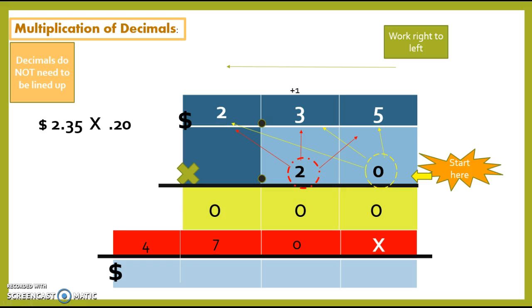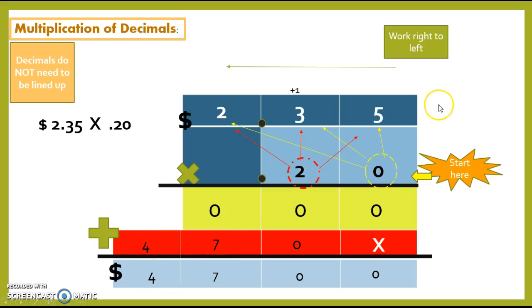Now that I have my numbers listed here, I want to add them. Okay, we're adding just the two sets of numbers that I've just created. So 0 plus nothing is 0. 0 plus 0 is 0. 0 plus 7 is 7. And 4 plus nothing is 4.